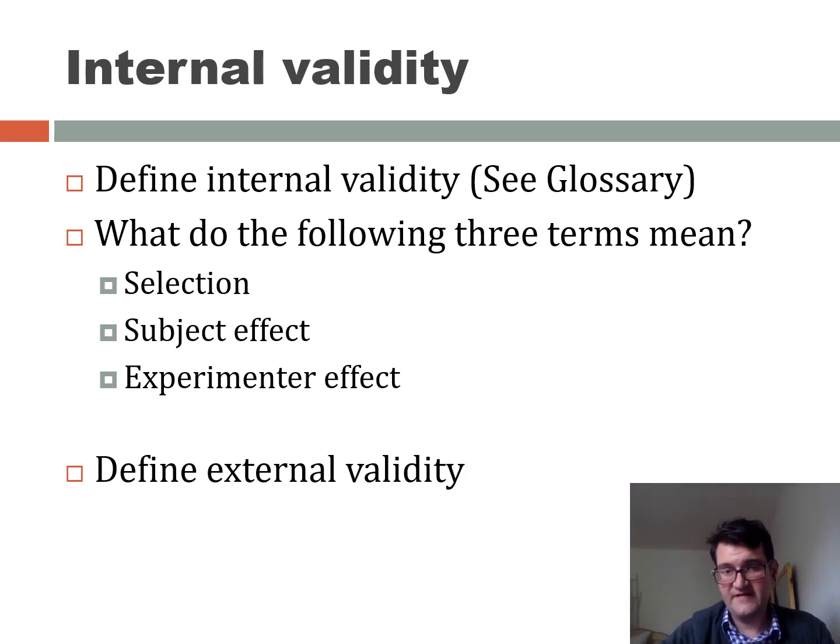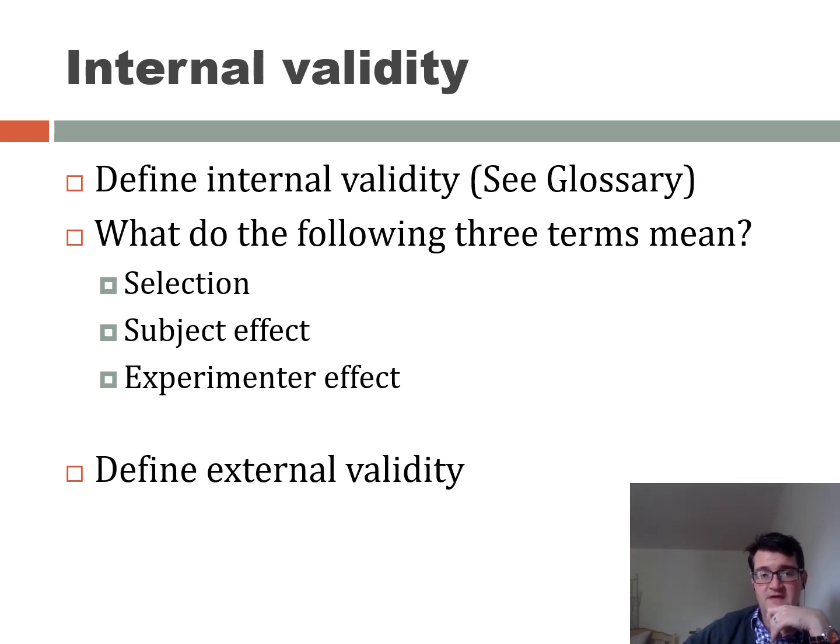So again, you'll want to take a look at how the glossary is defining this. But in general, we're also going to talk about specific threats to internal validity: selection effect, subject effect, and experimenter effect. Selection effects are when people get to choose, and this is where random selection comes into play, and random assignment beyond that.